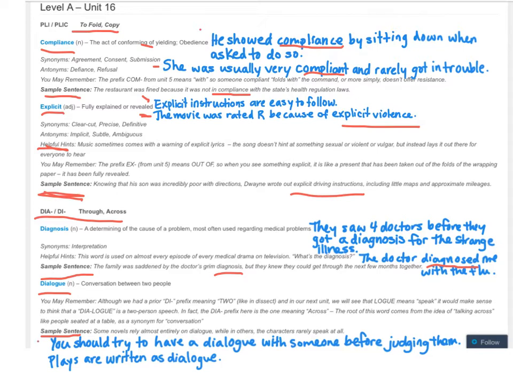I gave you 2 examples. The first one is you should try to have a dialogue with someone before judging them, so have a conversation before judging. And the second one is that plays are written as dialogue. So almost all of the words within the text of a play would be characters speaking to each other.